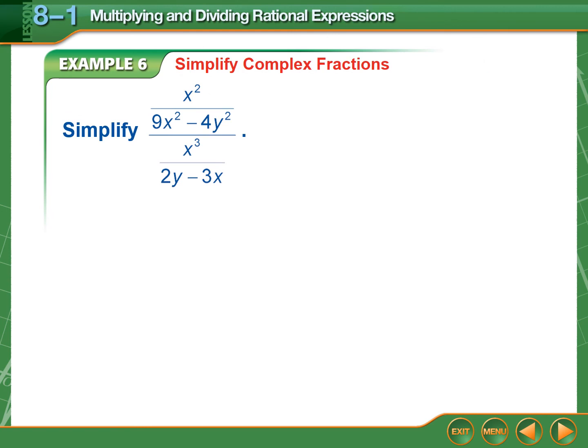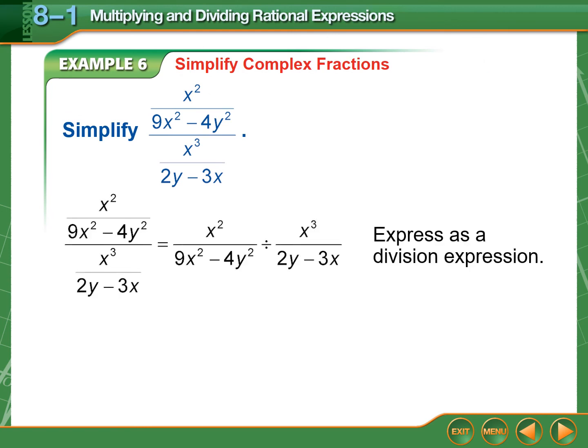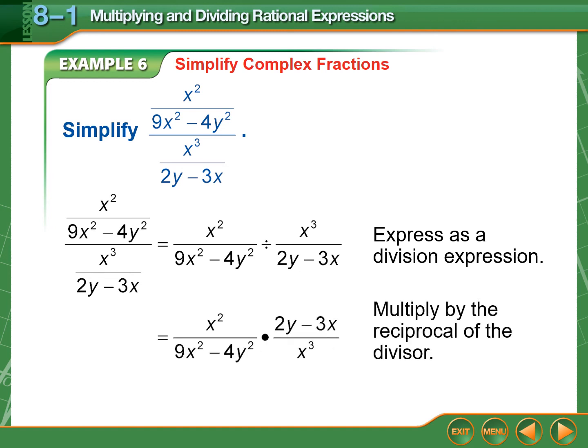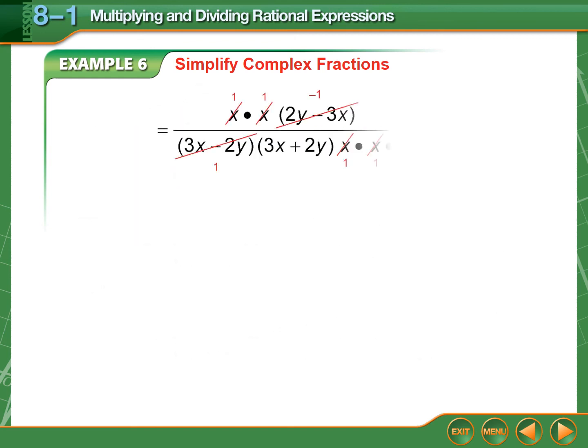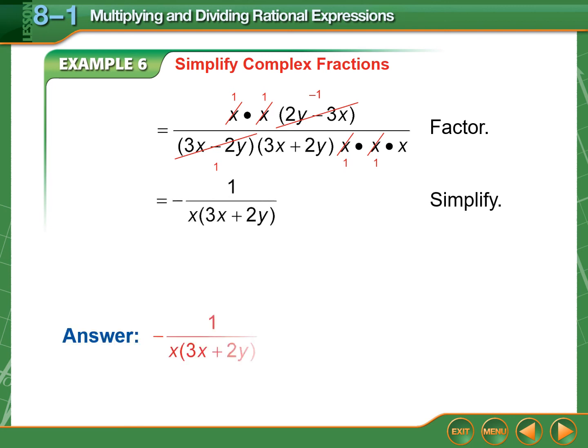Now this is an example of a complex fraction. This complex fraction is the same as saying x squared over 9x squared minus 4y squared divided by x cubed over 2y minus 3x. Remember to multiply by the reciprocal of the divisor. Factor completely and then eliminate any common factors from the numerator and the denominator. My final answer, -1 over x times 3x plus 2y.